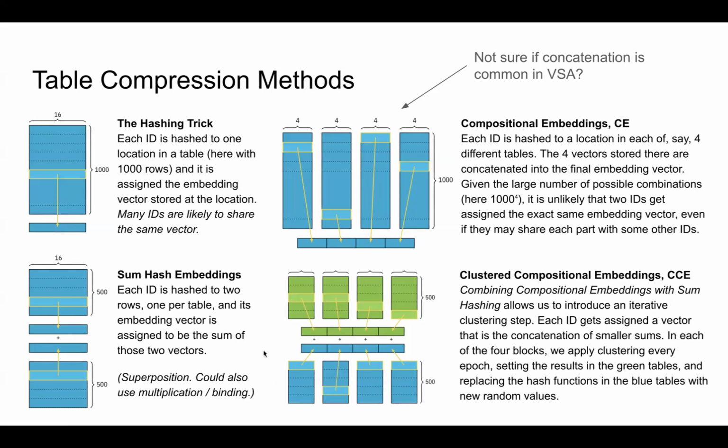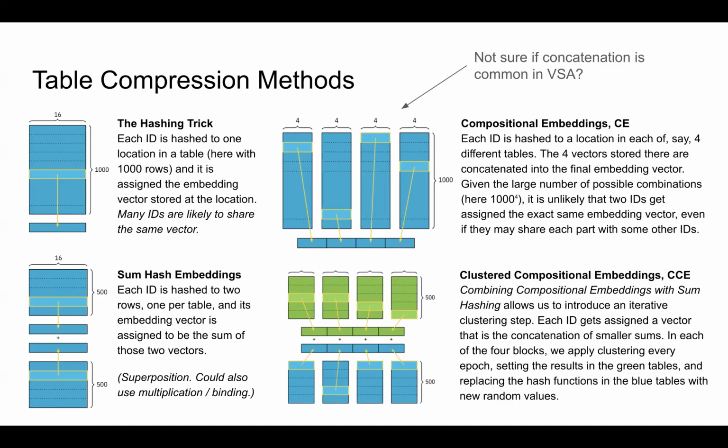One improvement over this is called sum hash embeddings. Basically, now you have two tables. If we want to use the same amount of space, we can say they have 500 rows each. And you have two hash functions. So each ID will map to two different buckets, one in each table. Whenever you want a vector for an ID, you apply both hash functions, take the two vectors out and add them together. I guess this is what in VSA you would call a superposition. So you're basically trying to represent all of your different concepts using superpositions.